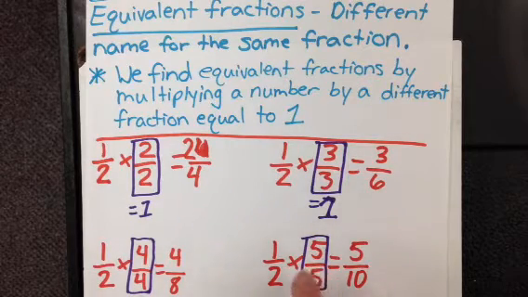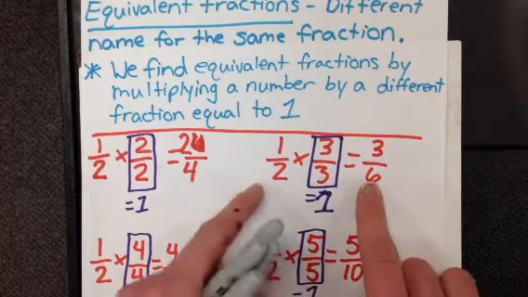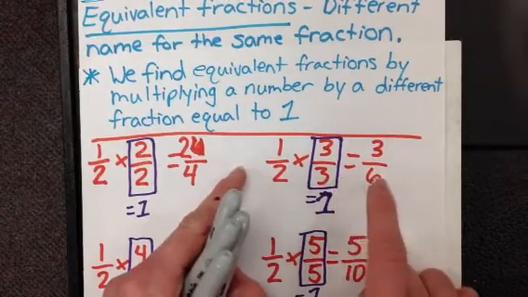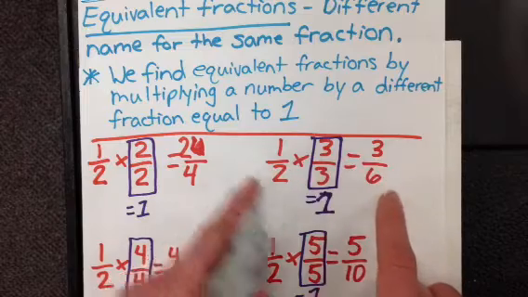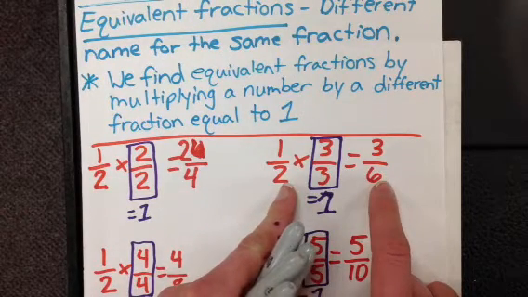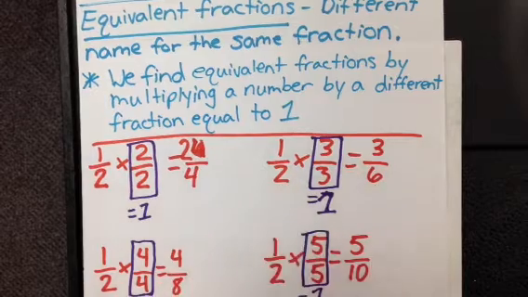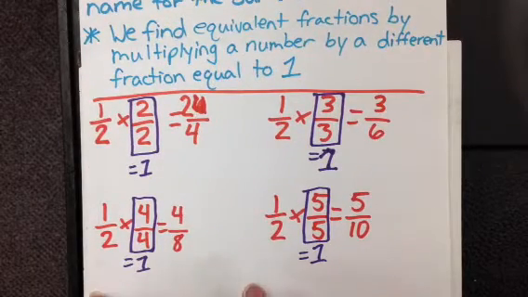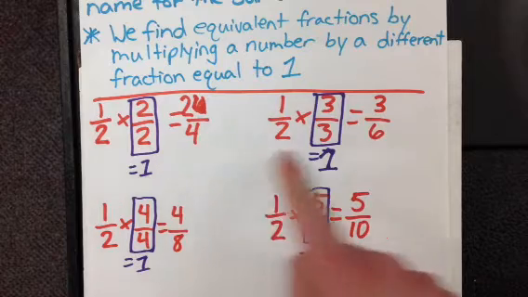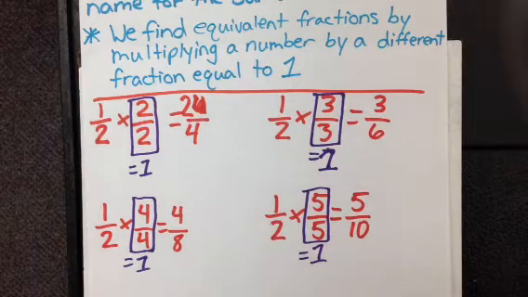So we can do that for all of them. We can go back to 1/2 times 3 over 3, and that's 3/6. 1/2 is the same as 3/6. They're just called something different. We can do the same thing. 1/2 times 4 over 4 is 4/8. 1/2 times 5 over 5 is 5/10. All of these are fractions that are equal to 1/2 but are named differently.